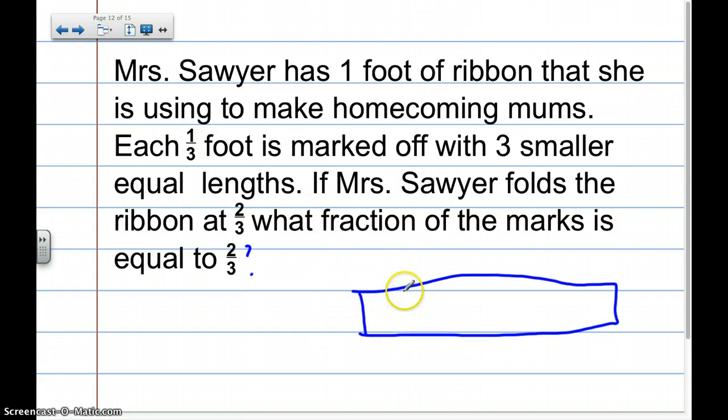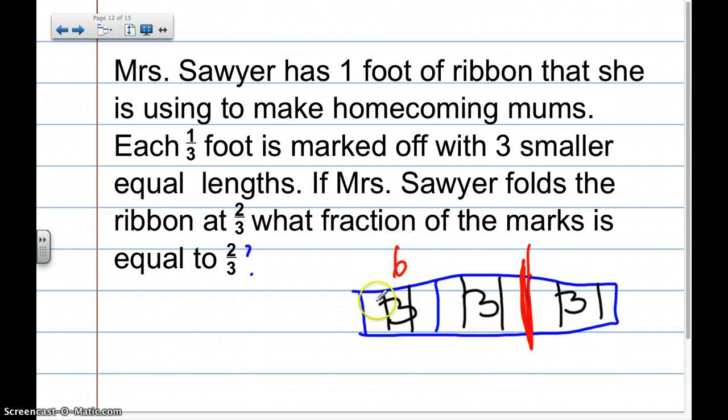I am going to take this 1 foot of ribbon and split it into 3 pieces. Then each 1/3 is marked with 3 smaller pieces. So I'm going to put 3 pieces there and write a number 3, 3 pieces here and write a number 3, and 3 pieces here and write the number 3. If she folds it at 2/3, that means if she folds it right here on this line, what fraction of the mark is equal to 2/3? Well, there's 3 here and 3 here, so that means 6, because there's 6 pieces in these 2/3.